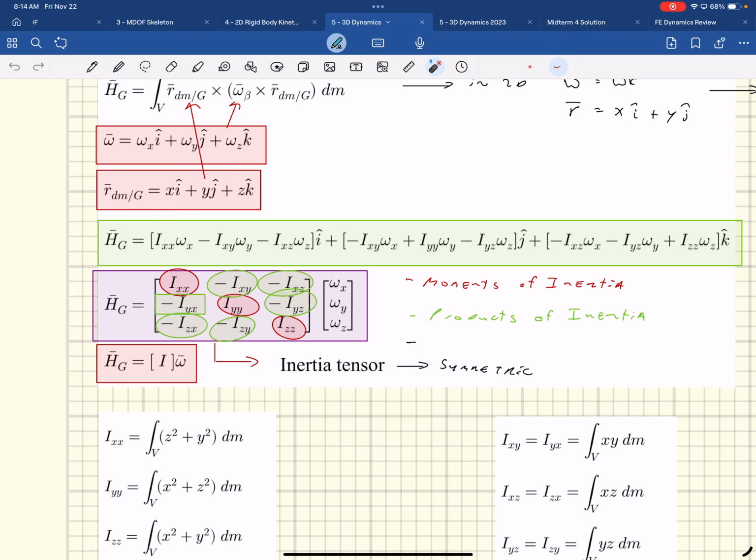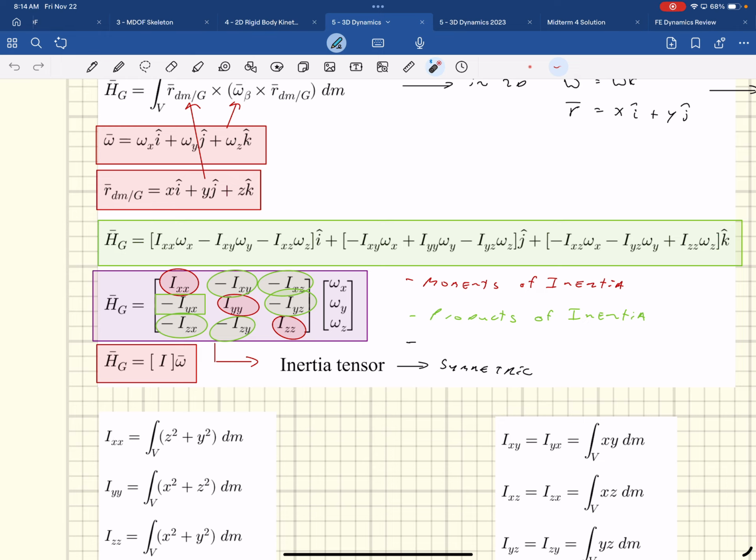You can do the same thing with these as well. They have a principal direction for your moments of inertia. You can orient it in such a way that you only have moments of inertia, no products of inertia, and you find them the same way. But we're not going to do that. We're just going to deal with things that are symmetric.